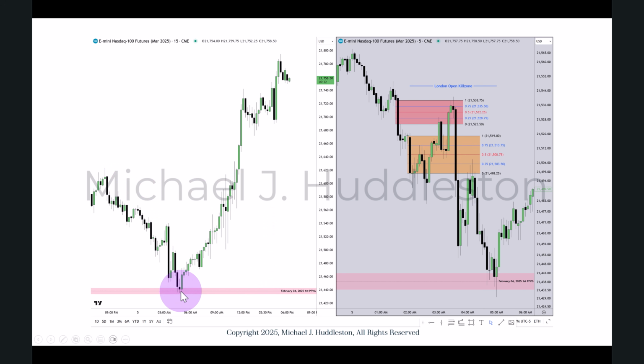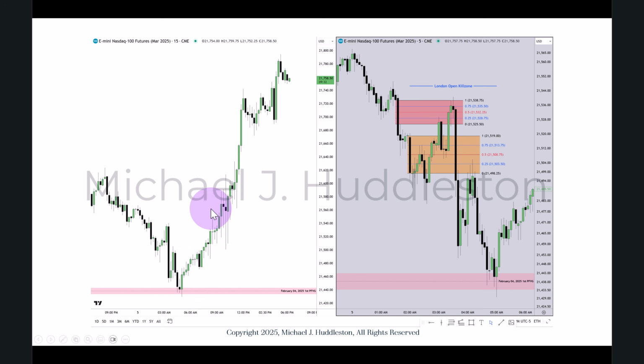Where were the bodies at, in the upper half? Did it even close on the consequent encroachment, the midpoint of it? No. It did wick outside of it, but that's permissible. That means we allow that to happen. This is indicating that it's likely to go higher. So the market rallies back higher.